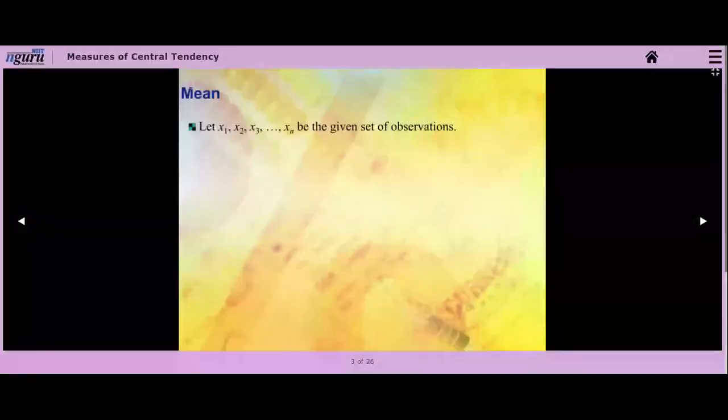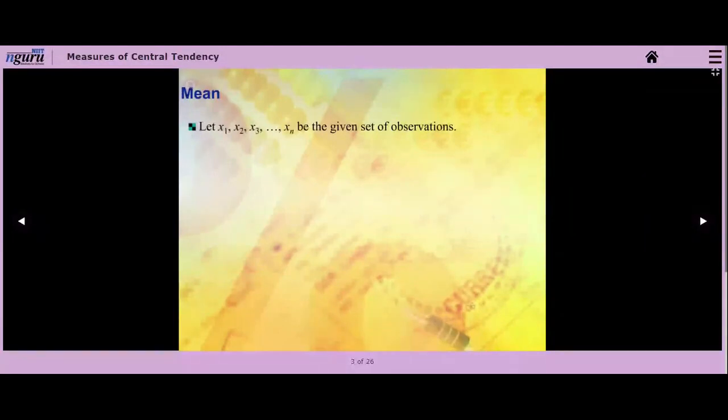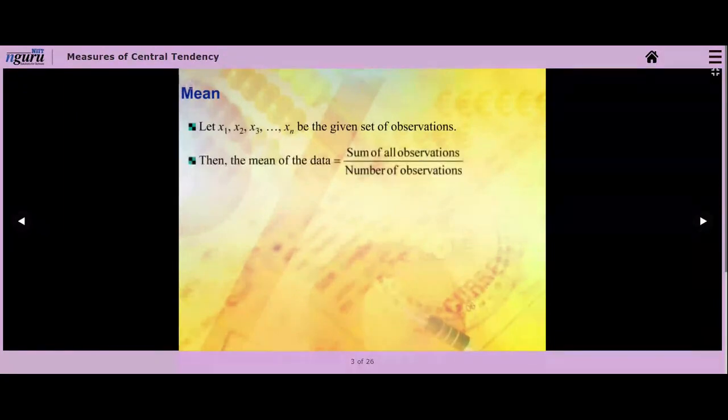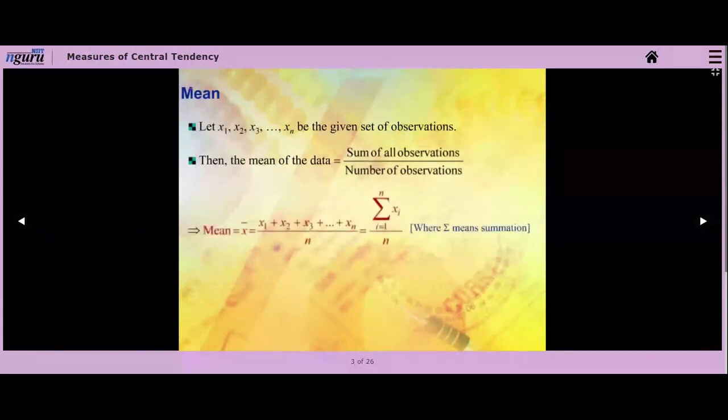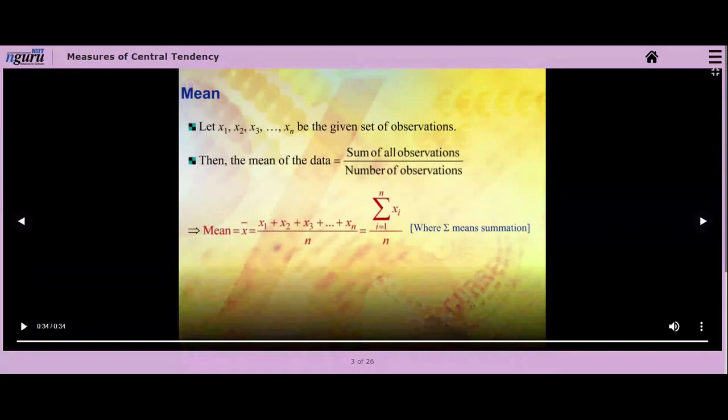You will now learn to compute the mean of a set of observations. Let x1, x2, x3, and so on up to xn be the given set of observations. Then the mean of the data is equal to the sum of all observations upon the number of observations. Hence, the mean x bar is equal to sigma xi upon n, i tending from 1 to n, where sigma means summation. Here i equal to 1 to n, what does that mean?